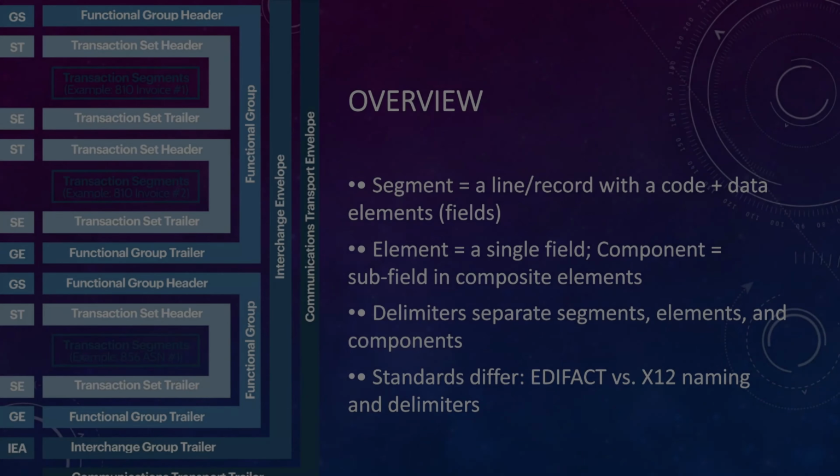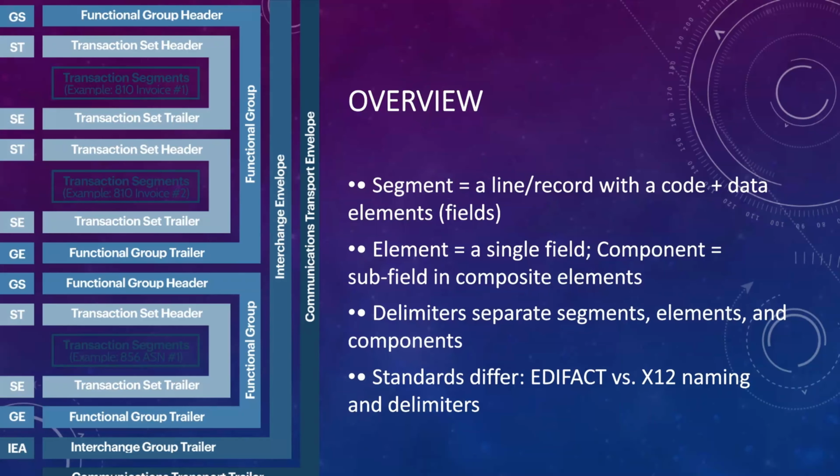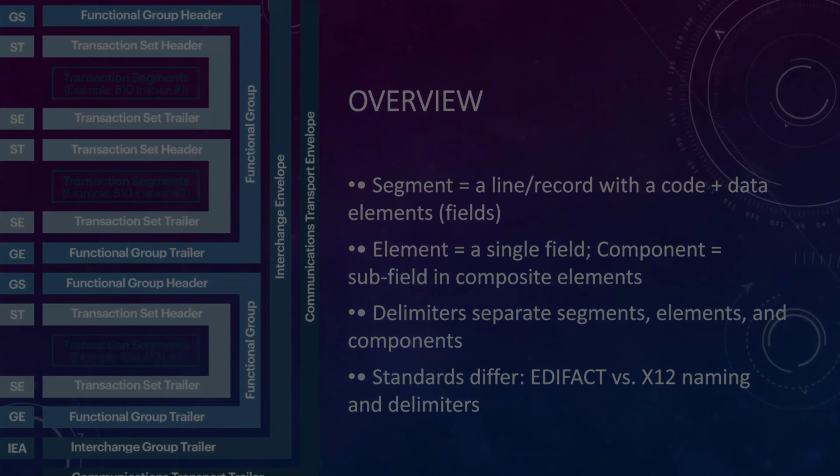Let's start with some basic definitions. A segment is a single line or a record in an EDI message. It always begins with a segment identifier and contains multiple data elements. An element is a single data field inside a segment. Some elements are composite elements, meaning they contain smaller subfields called components. All of these are separated using delimiters, and those delimiters vary depending on the EDI standard.